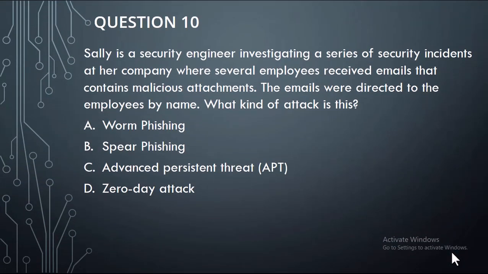Question 10. Sally is a security engineer investigating a series of security incidents at her company, where several employees received emails that contain malicious attachments. The emails were directed to the employees by name. What kind of attack is this? Option A, worm phishing. B, spear phishing. C, advanced persistent threats or APT. D, zero-day attack. The correct answer here is option B, spear phishing. This is a kind of phishing attack that targets people by their names.